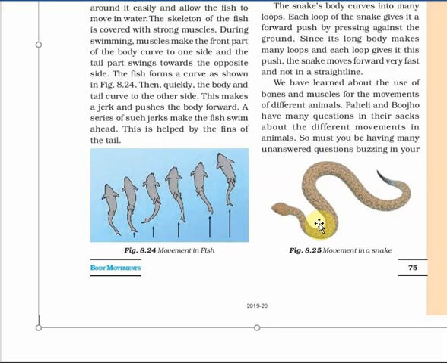Now you may have some doubts: why do different organisms have different types of gaits, or how many body parts are needed by different animals for moving from place to place? All these we can observe in animals and we will get our doubts cleared.